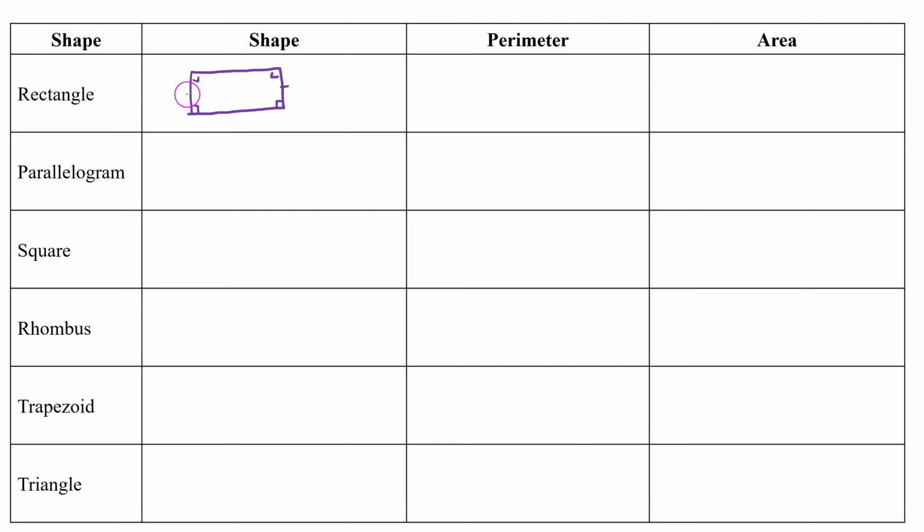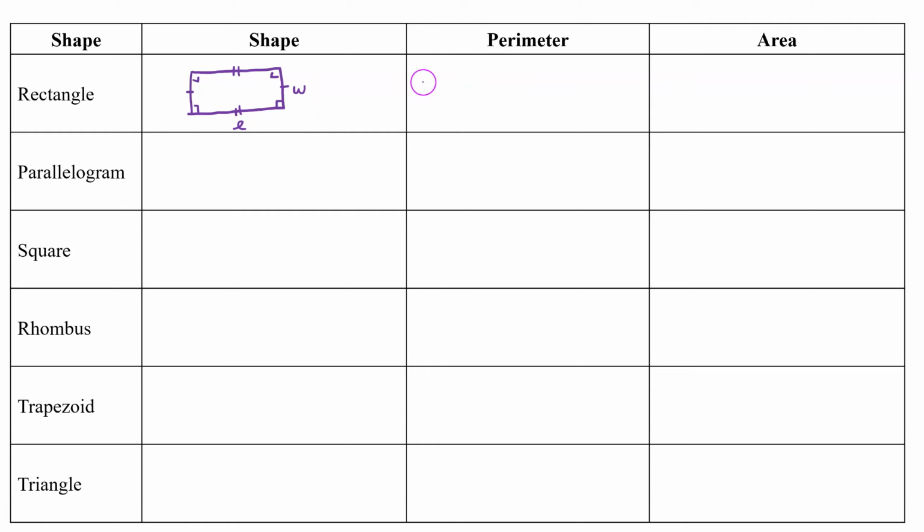This side is the same length as this side, and then this side is the same length as this side. And we can label them length and height, or side and length, however we want to. Our book defines it as length and width, with length generally being the longer side.